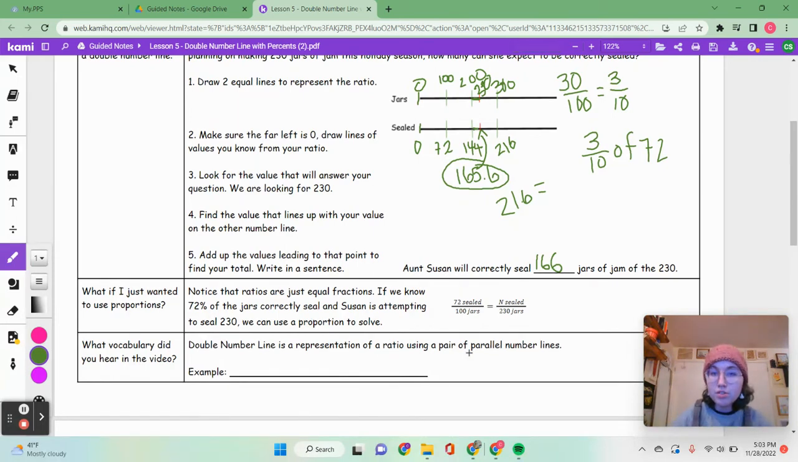So we can also write this as a proportion. We can write and solve this as a proportion, which y'all have learned how to do. If we know that we have 72 sealed jars out of 100, how many sealed jars will we have out of 230 jars? So you're going to finish up this problem, and you already know the answer, but you're going to show us your work in the formative.